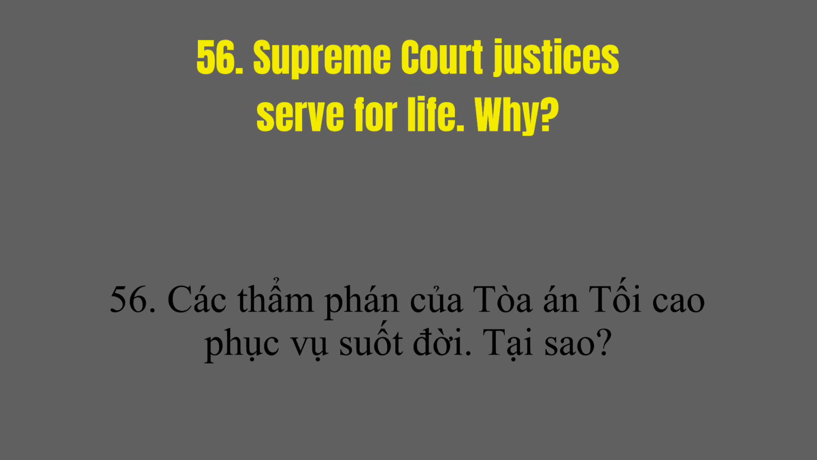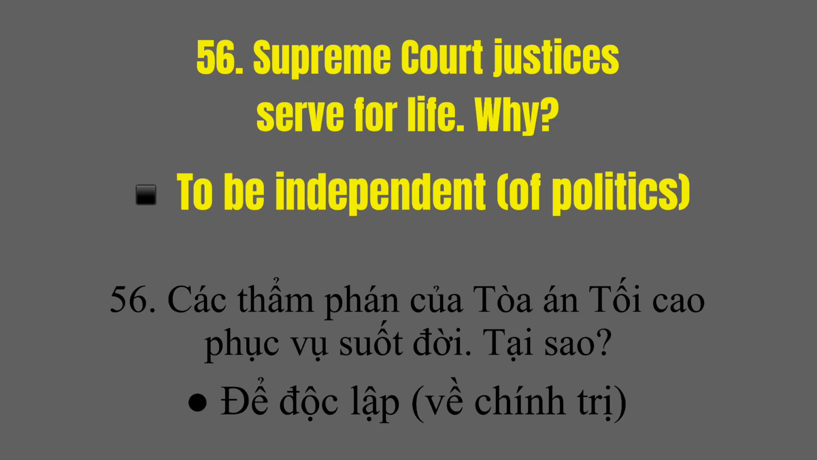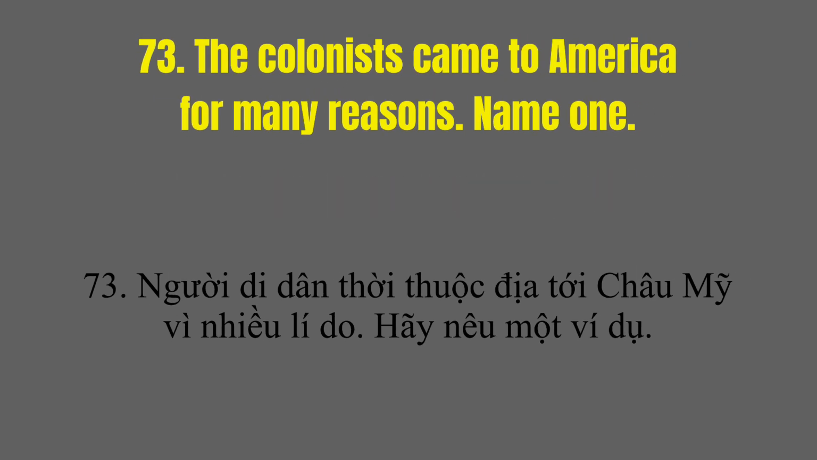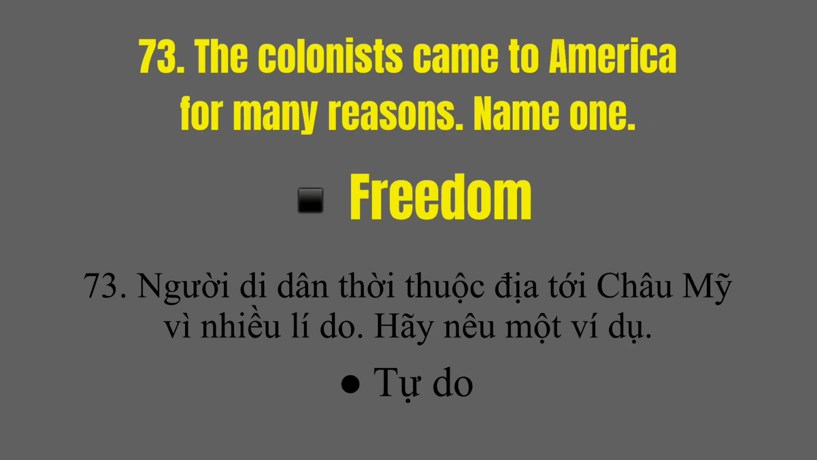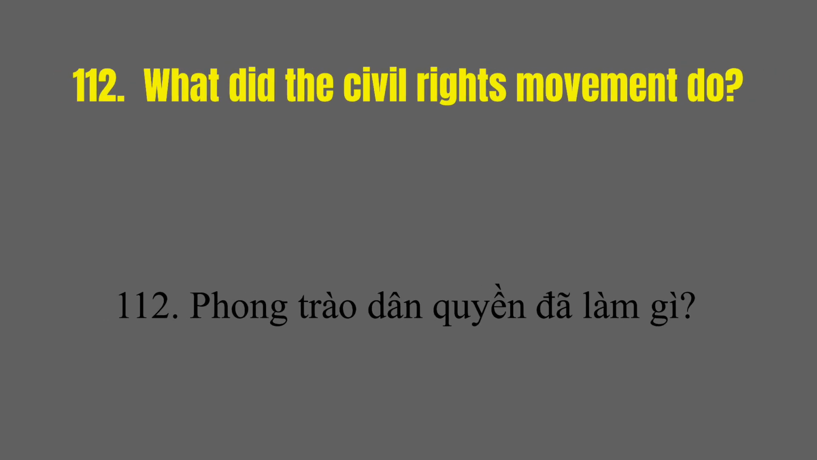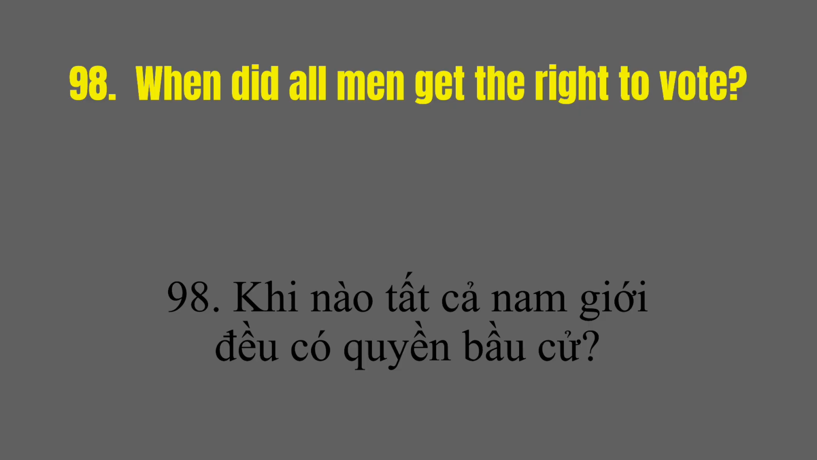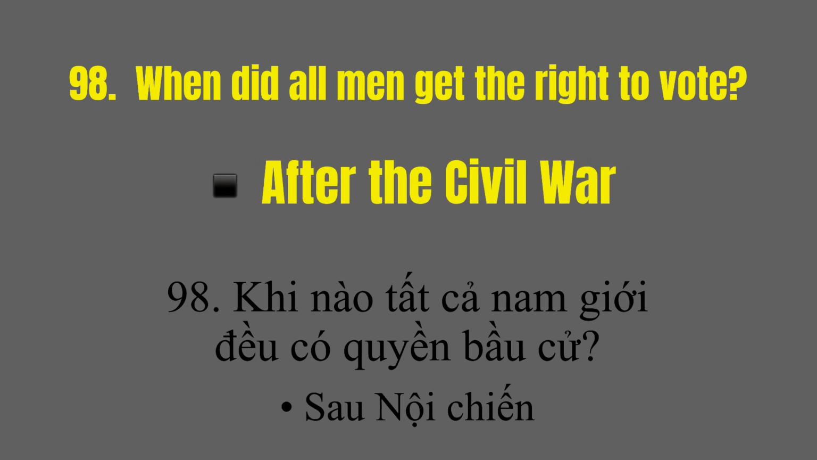Supreme Court justices serve for life. Why? To be independent of politics. The colonists came to America for many reasons. Name one. Freedom. What did the Civil Rights Movement do? Fought to end racial discrimination. When did all men get the right to vote? After the Civil War.